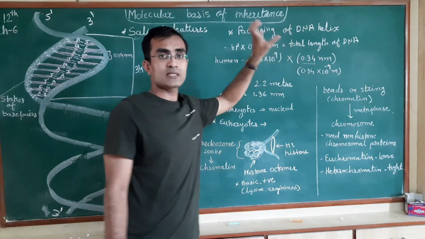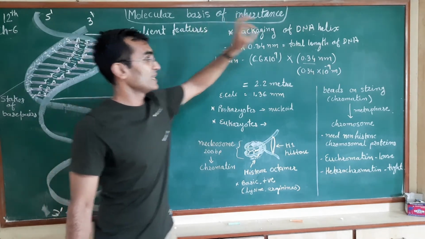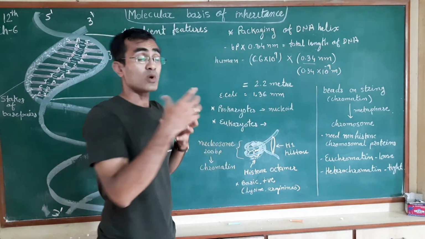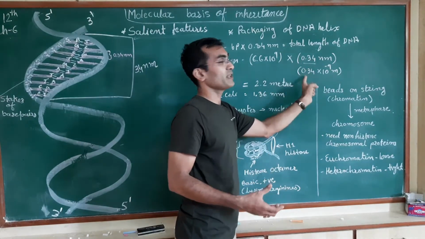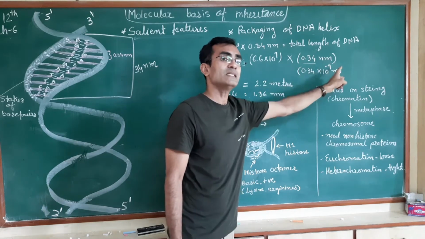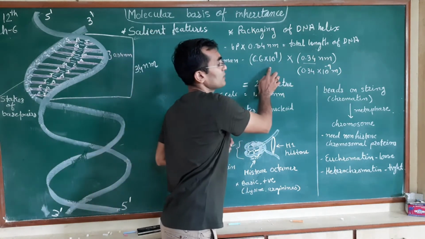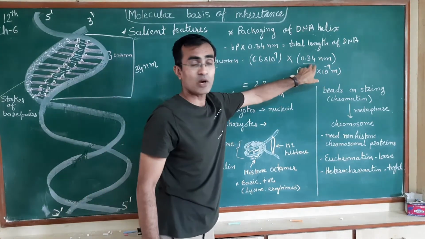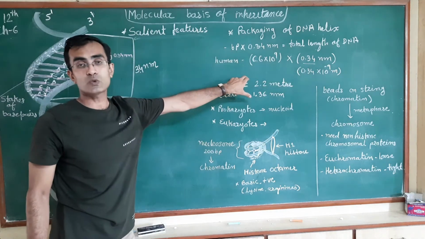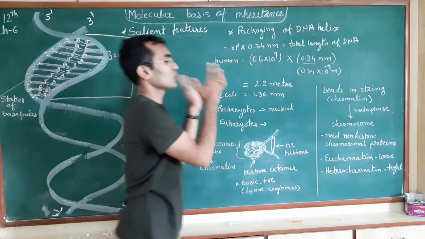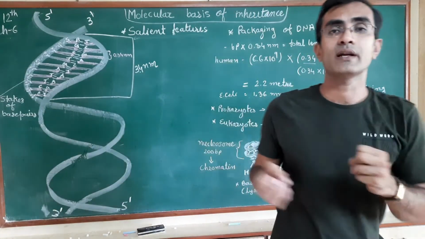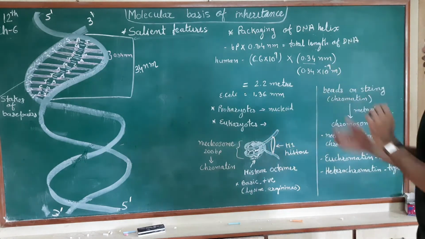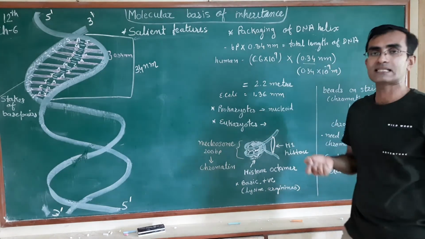So with 0.34 nanometer, now nanometer is quite a small unit, so we need to convert it into meter. So how can we convert into meter? This will be 0.34 into 10 raised to the power minus 9 meter. Now if we calculate, the 10 raised to the power 9 and 10 raised to the power minus 9 will cancel, and 6.6 into 0.34 will be approximately 2.2 meter. Understand? So the total human genome is 2.2 meter long, whereas the E. coli genome is 1.36 millimeter long.